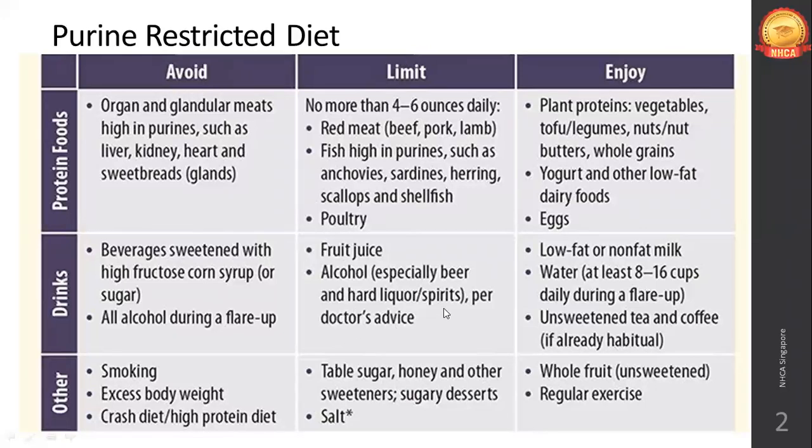You can have pulses. Pulses is not an issue. You can enjoy plant proteins like tofu, legumes, nut butter, whole grains, pulses, cereals, etc., vegetables. Yogurt, dairy food, eggs. Eggs are the only consideration you get from a purine restricted diet. Rheumatic arthritis is different from gouty arthritis. The pathophysiology of rheumatic arthritis is different from gout. In gout you will get uric acid deposition in the joints, that gives you gouty arthritis.